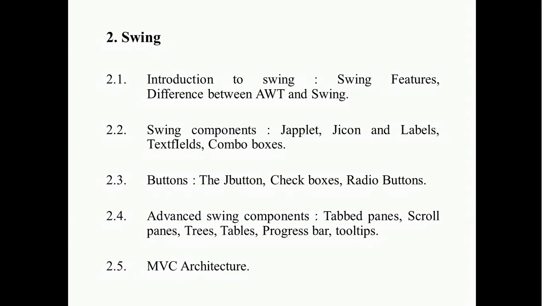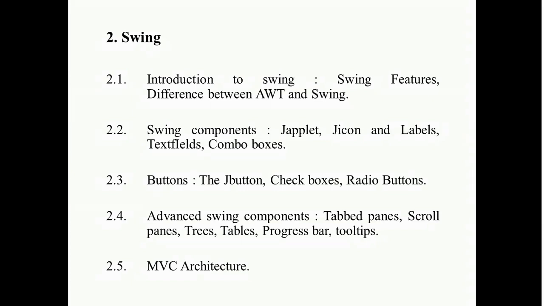Second point is Swing components. In that we will see JApplet, JIcon and labels, text field and combo box. The third point is buttons. In that we will see the JButton, checkbox and radio buttons. The fourth point is advanced Swing components. In that we will study tabbed pane, scroll pane, tree, tables, progress bar and tooltips. And the last point of the chapter is MVC architecture.